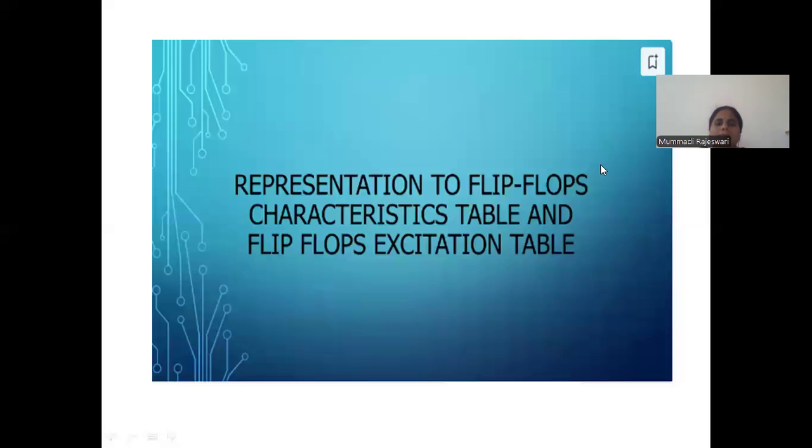Okay, today I will explain the topic related to flip-flops. That is the representation of the flip-flop characteristic table and flip-flop excitation table. Here, a flip-flop is nothing but a sequential logic circuit, meaning that the output depends on the present input as well as the previous outputs.